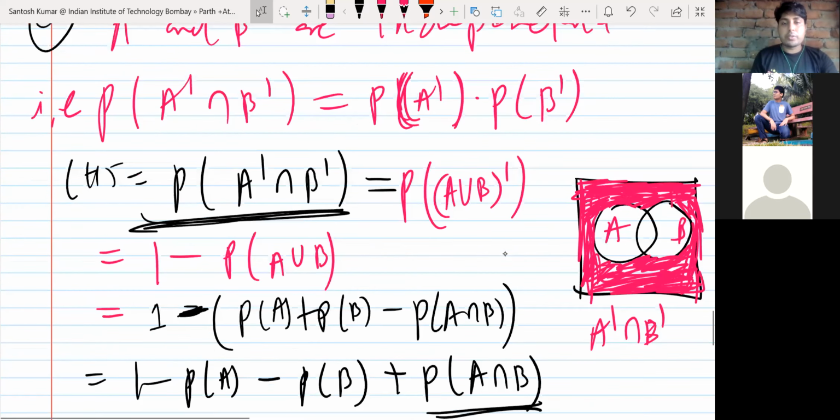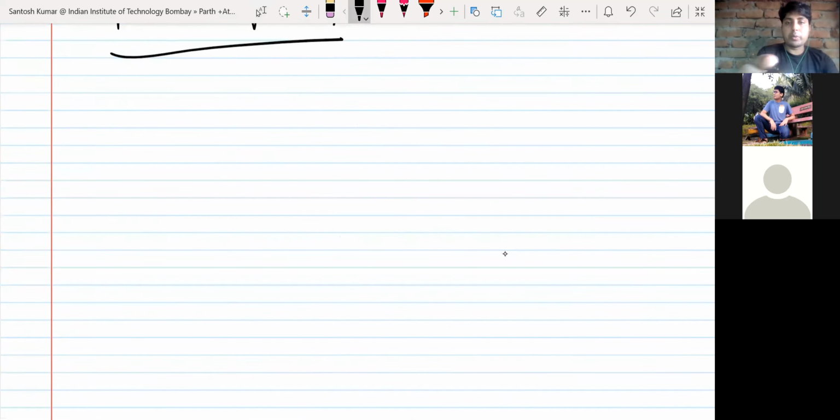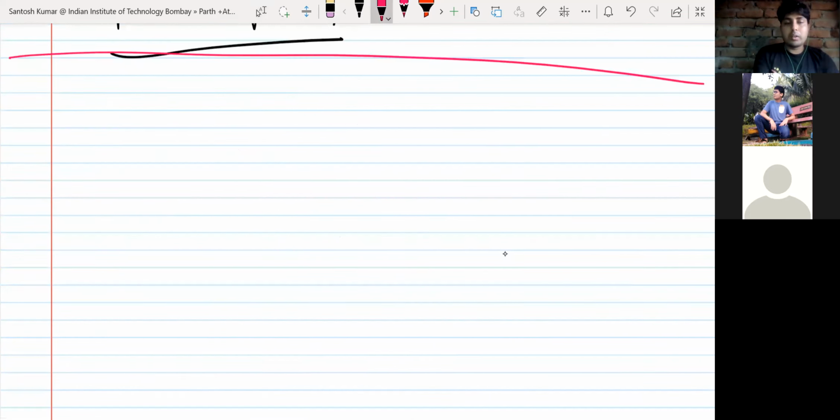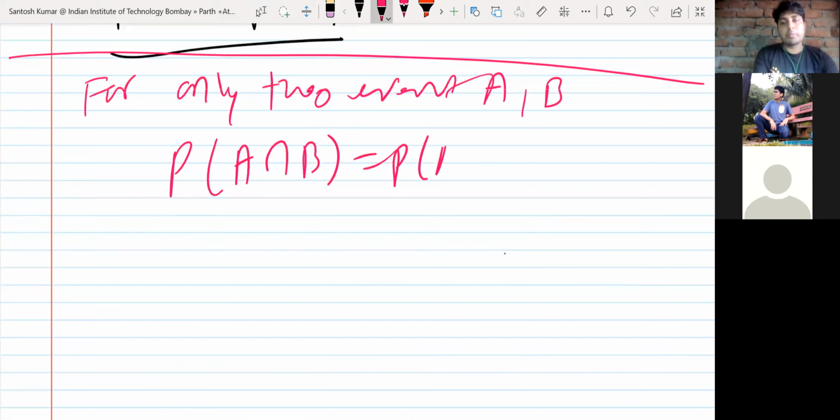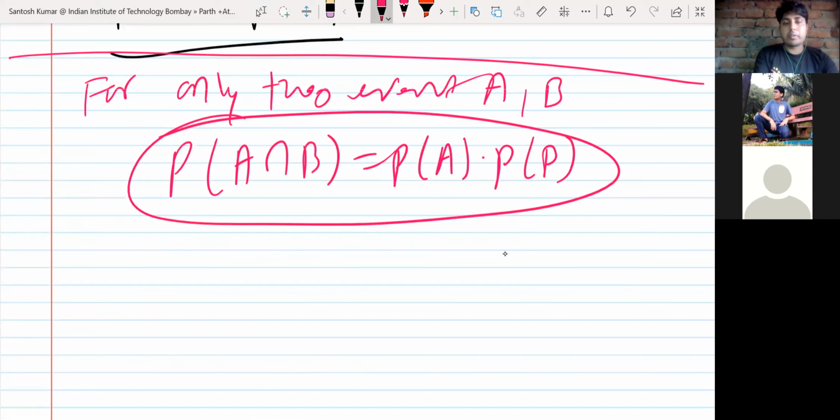This is for two events. For only two events A and B, you just say the probability of A intersection B is equal to PA into PB, right? Then you say it is independent. So for two events, A and B are independent. Okay. What about three events?